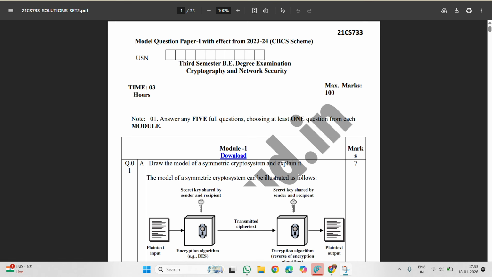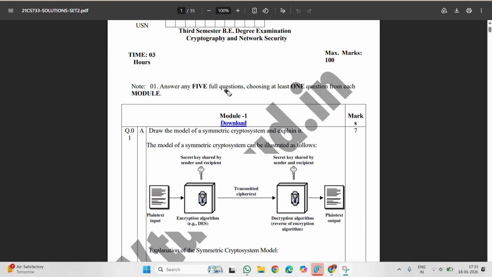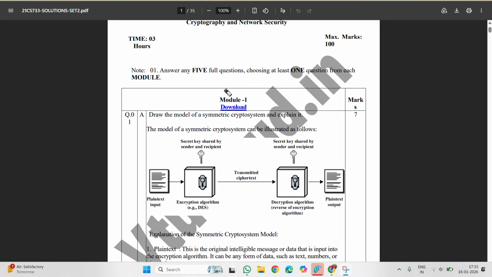Today I am explaining model question paper solutions for cryptography and network security. These are the solutions for set 2 question papers. If you people want to study set 1, go and check in the channel. Already we uploaded the solutions for set 1 question paper. And coming to module 1, first question: draw the model of symmetric crypto system and explain it.